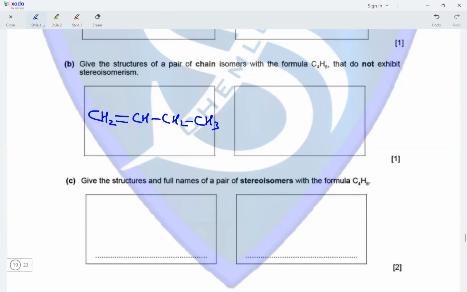So if we are supposed to introduce branching, then this becomes easy. So we can have a double bond on a carbon atom with two CH3 groups on the same carbon atom so that it does not show cis-trans isomerism. And we are left with one carbon atom with two hydrogen atoms attached to it. So this compound will not show cis-trans isomerism as well, but is a chain isomer of the compound on the left.